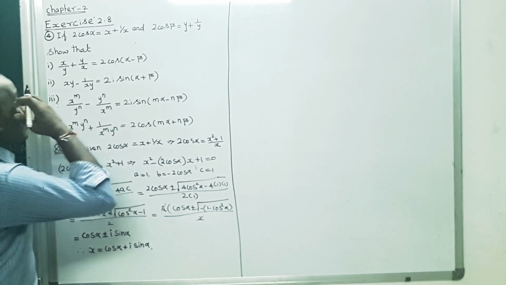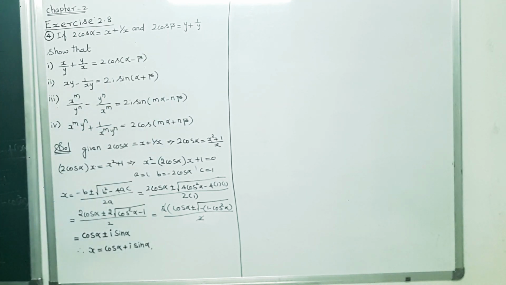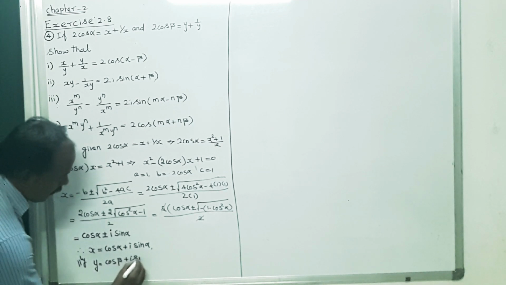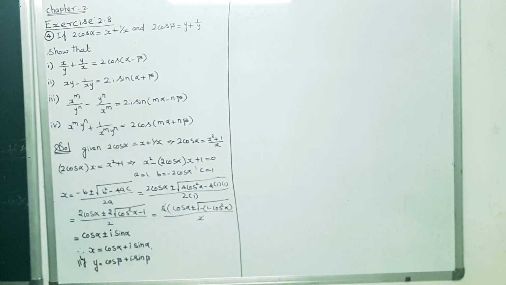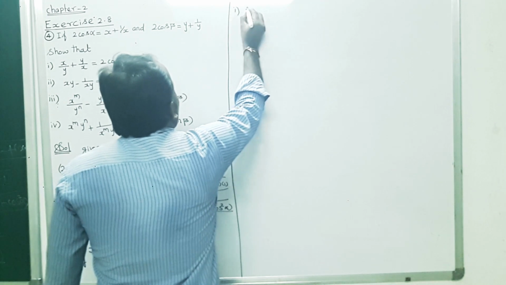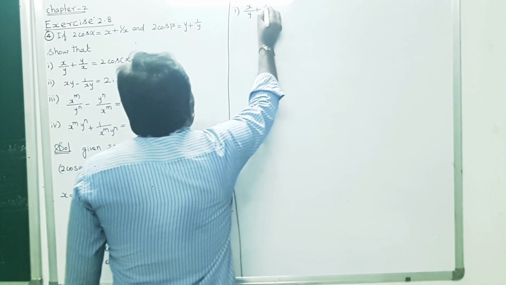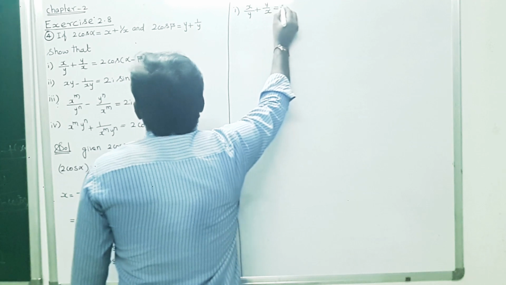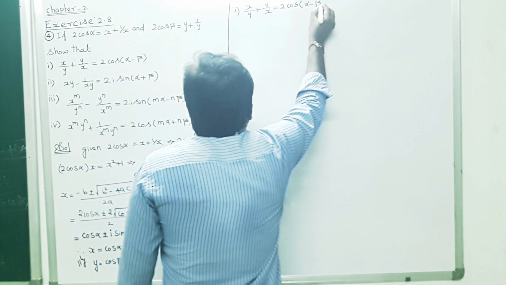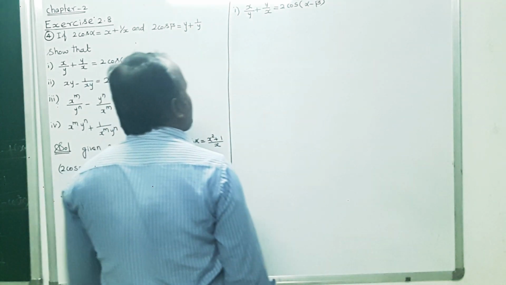Similarly, solve the second equation to find the value of y. So similarly, y is equal to cos beta plus i sin beta. The first subdivision: x by y plus y by x is equal to 2 into cos of alpha minus beta.